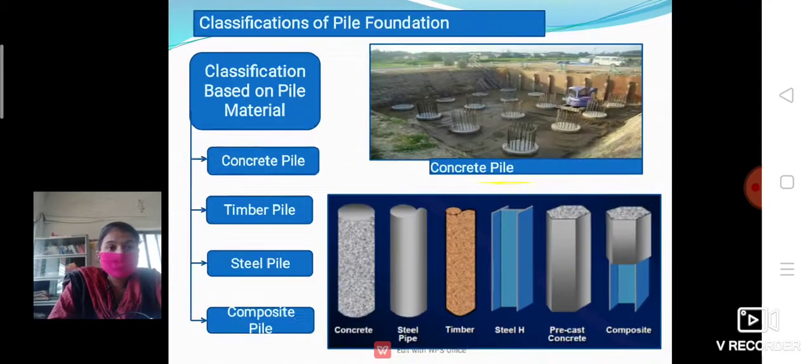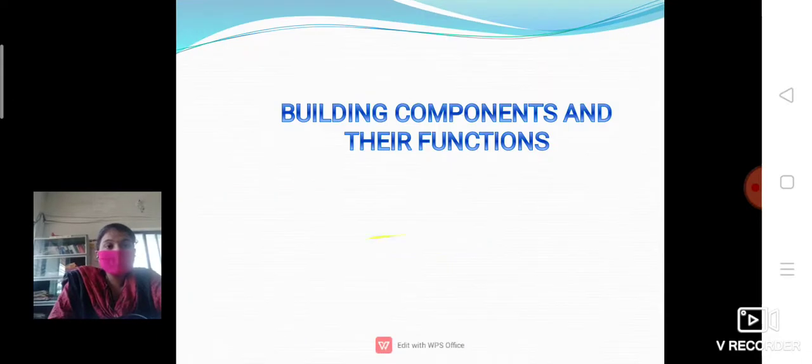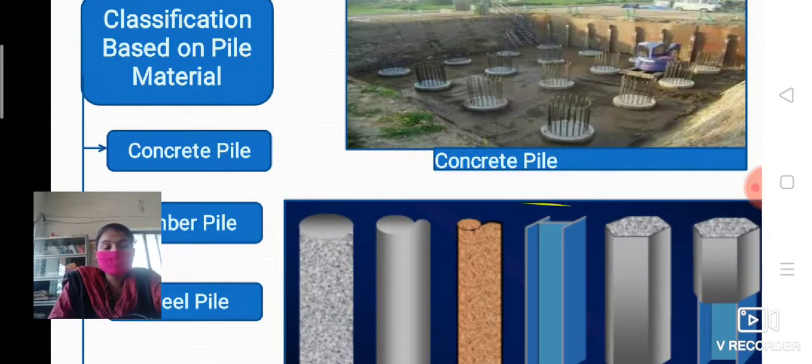And next, these are the classifications of pile foundation. The classification of pile foundation based on material. The first is concrete pipe, then steel pipe, timber, precast concrete pile. These all are composite piles. Okay, I will show one more thing.